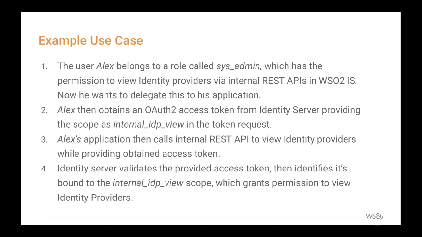Let me explain the flow with an example use case. Say the user Alex belongs to a role called sysadmin, which has the permission to view identity providers via internal REST APIs in WSO2 Identity Server. Now he wants to delegate this to his application. Alex then obtains an OAuth2 access token from Identity Server. He provides the scope as internal IDP view in the token request.